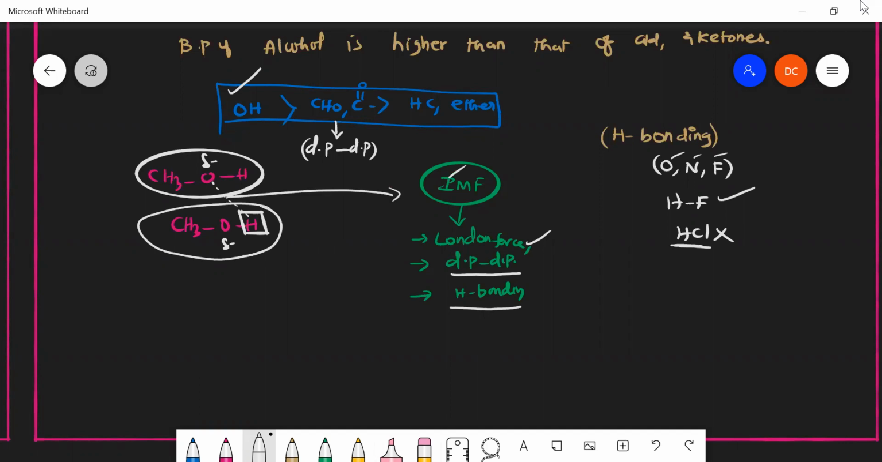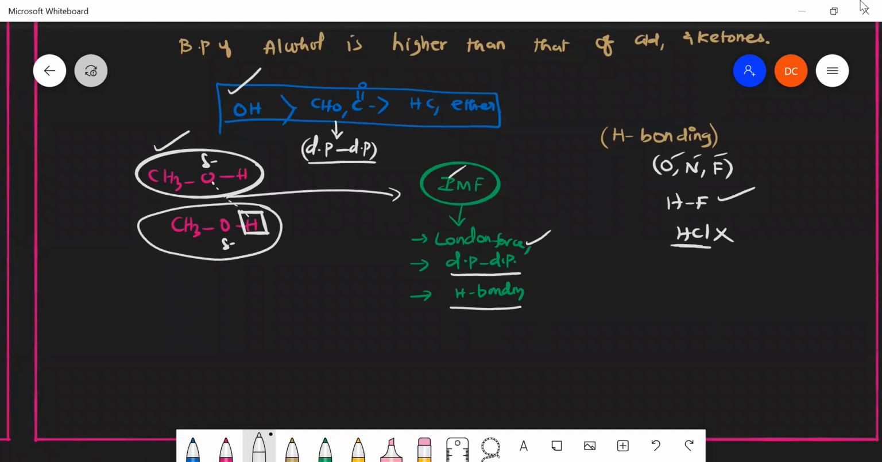So many molecules combine to form huge molecules. Molecules combine, so the molar mass becomes higher. Once the molar mass is higher, the van der Waals force of attraction is higher, and if the force of attraction is higher, the boiling point will also be very high. But here hydrogen bonding is existing. That is why a higher boiling point will be there.